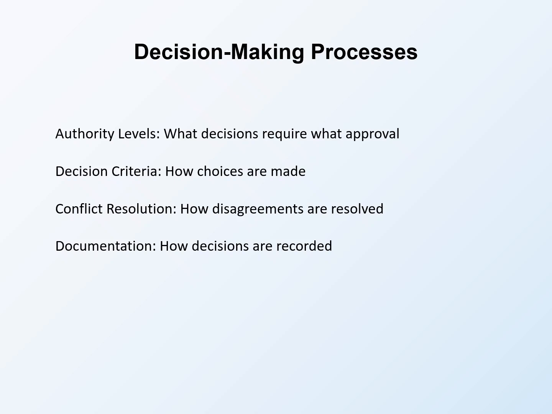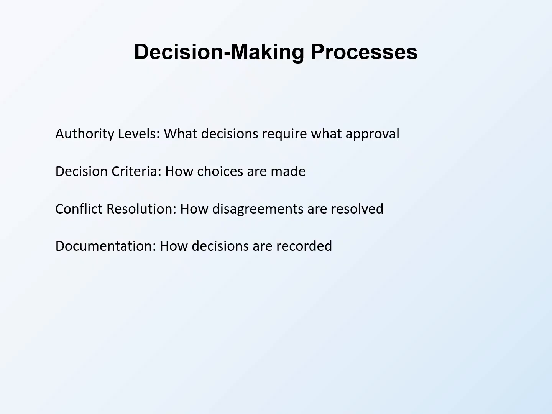Consultation requirements identify when input from others is needed before decisions. Some decisions may require consulting with partners, advisory boards, or funders. Describe these requirements and how consultation will occur. Escalation procedures explain what happens when decisions exceed normal authority or when team members disagree. How are conflicts resolved? When do issues move to higher levels of authority? Clear escalation paths prevent paralysis.